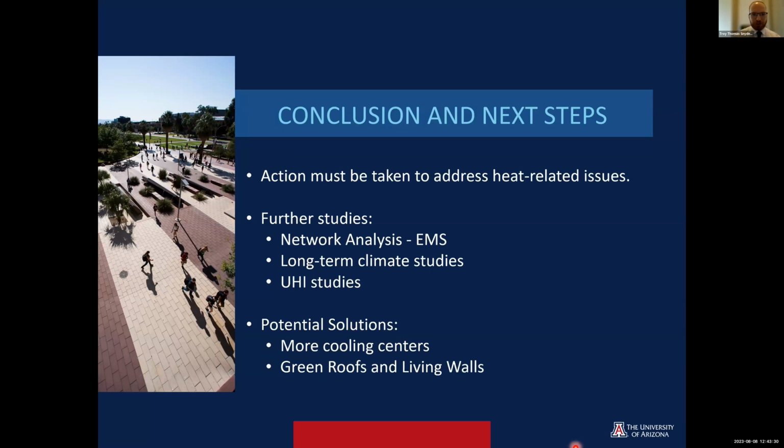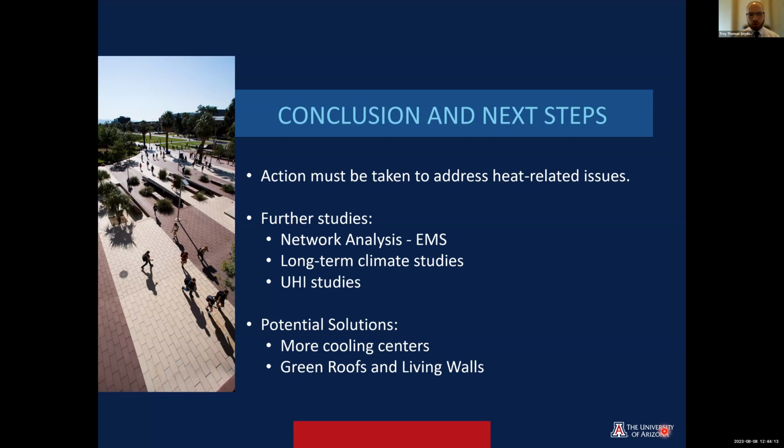So in conclusion, there needs to be some action taken to address these heat-related issues, especially in those three primary care areas that I found to be in need of the most help. Some further studies that you could do after this could be a network analysis. So you could take into consideration the hospitals and emergency medical services that are available in areas throughout the county. And basically using GIS, you could do a network analysis showing how long it takes to get to medical care, because that is also a crucial factor that I didn't have time to cover.